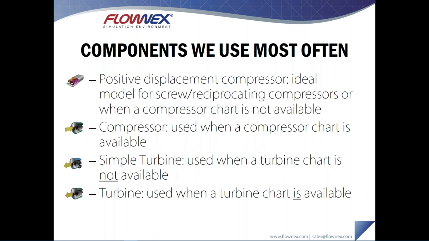In terms of compressors and turbines, the positive displacement compressor is ideal for modeling screw and reciprocating compressors. Or even in a case when you don't have a compressor chart, but you have a rough idea as to what the flow through your compressor needs to be. This component's not bad. It won't scale in the same way that a centrifugal compressor will, but you can account for the efficiency of the compressor, and you will see that effect in the temperature of the compressor outlet. When you do have a compressor chart available, the compressor component is the best to use.